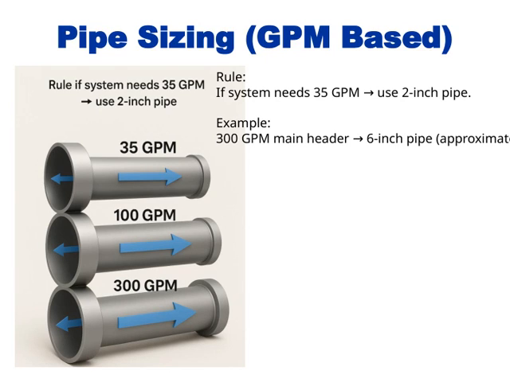Let's talk about pipe sizing based on GPM, or gallons per minute. The key rule here is straightforward. If your system needs 35 GPM, then you should use a 2-inch pipe. This helps ensure proper flow without causing unnecessary pressure drops or flow issues. Now, for larger systems, the sizing scales up accordingly. For example, if you have a main flow of around 300 GPM, you'd typically go with a 6-inch pipe. Of course, these are approximate sizes, but they give you a solid starting point for designing efficient piping systems.